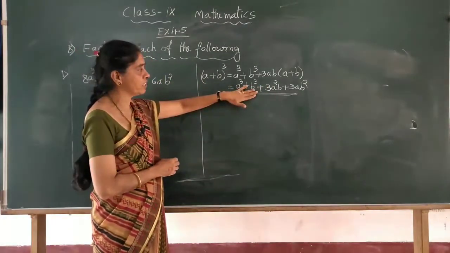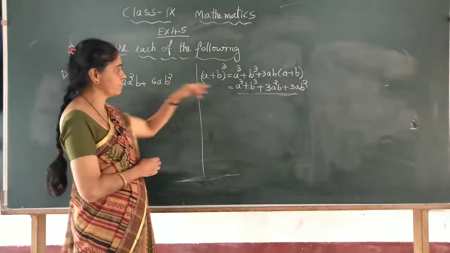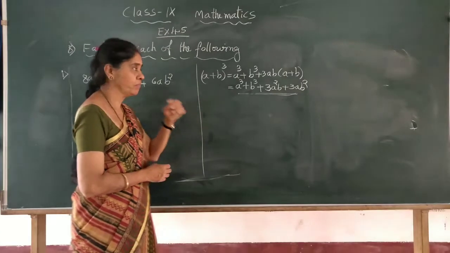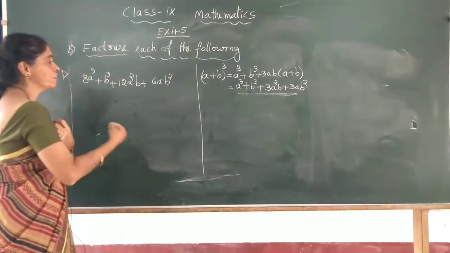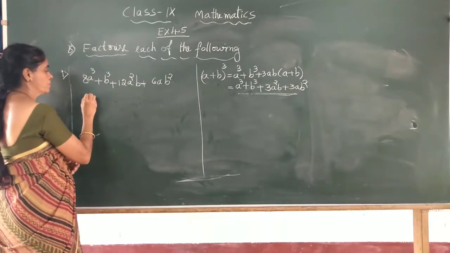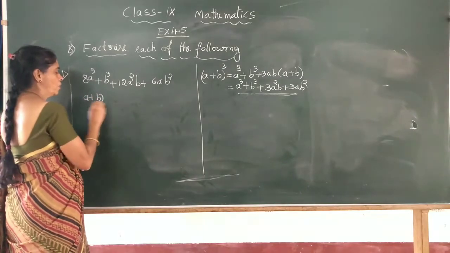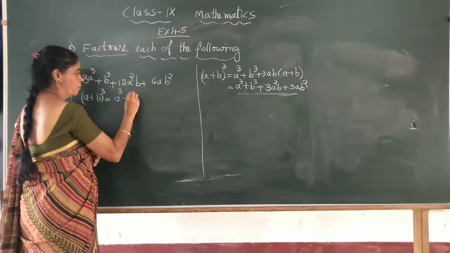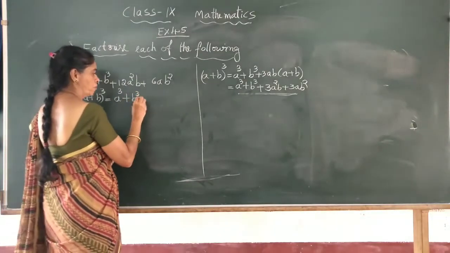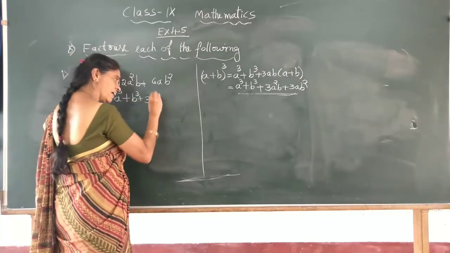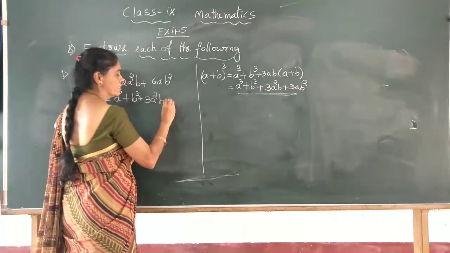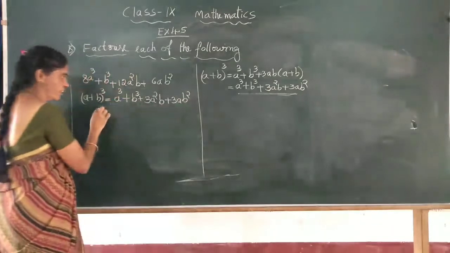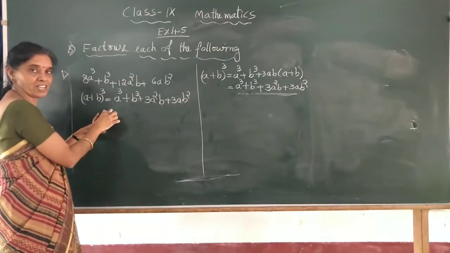Like this pattern, we have to try to simplify this, then we come to know which is a and which is b, then write its cube. So what we have to use is this: (a + b) whole cube is equal to a cube plus b cube plus 3a square b plus 3ab square. This format they are given, so you have to write this identity.